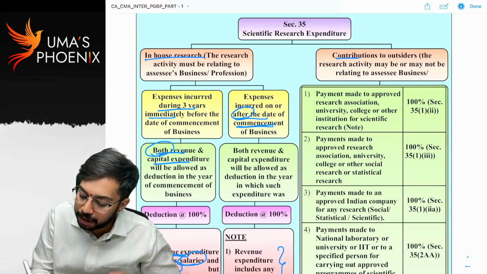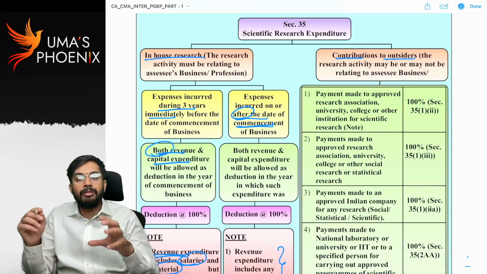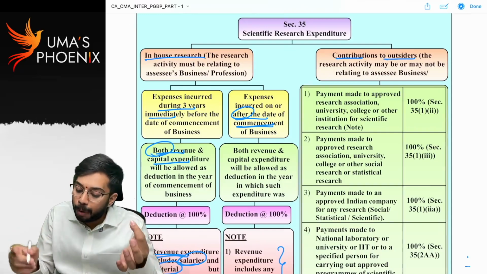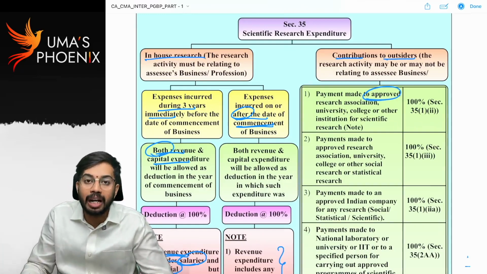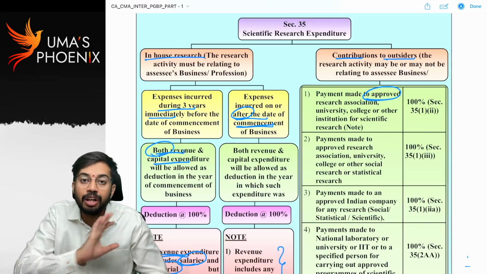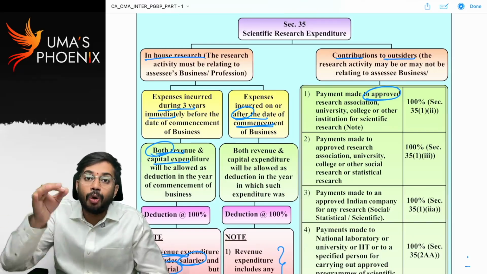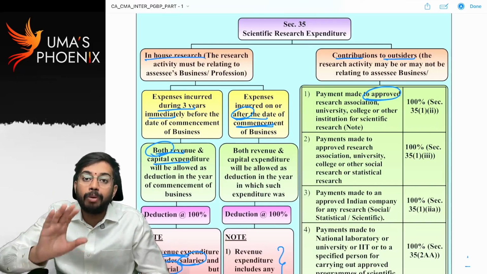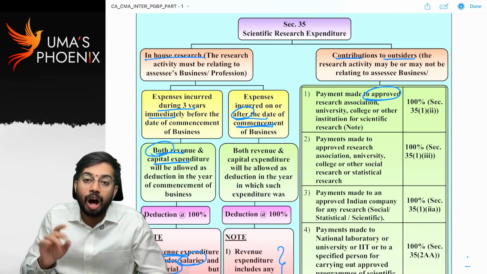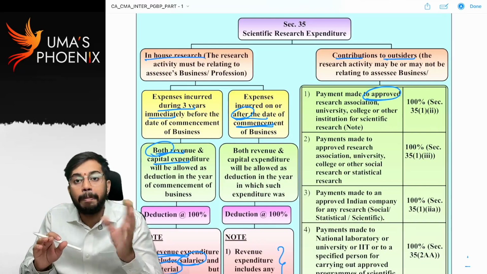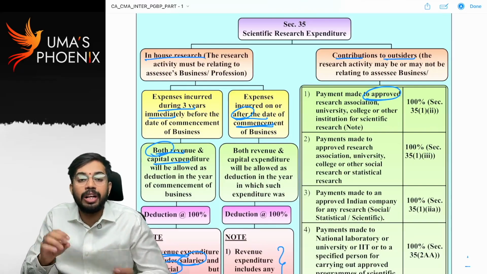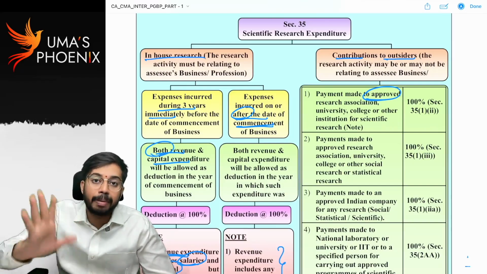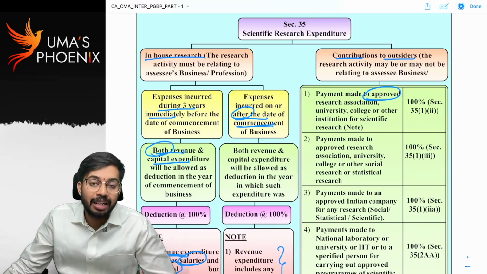Next, contribution to outsiders. If I give any donation, very important, if I gave donation to my brother who is doing scientific research, is it allowed as deduction? It is not allowed as deduction. Only if I give donation to approved scientific research association or approved university or approved company, approved by government, then only whatever the donation that I give, 100% of such donation is allowed as deduction.